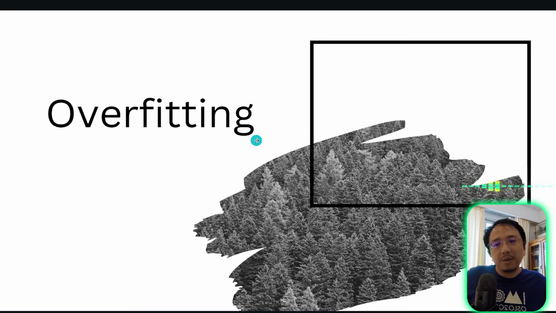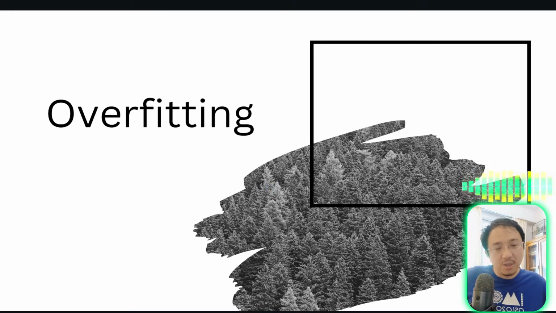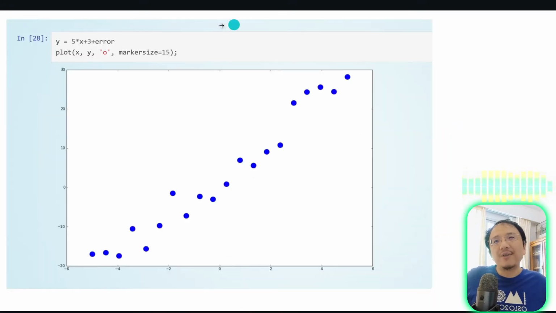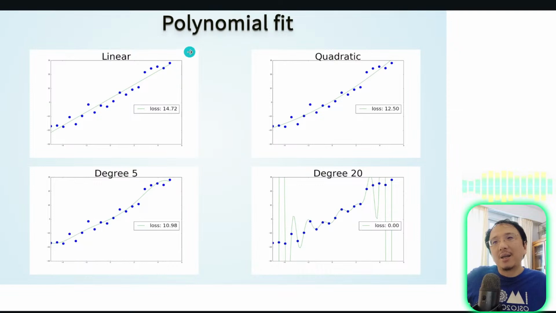Another concept that occurs often in the machine learning area is the concept of overfitting. So what is overfitting? We are using this simple example to explain the result. Our ground truth is 5 times x plus 3 plus some error. The error is some Gaussian noise. So this is our data. We are trying to fit it with various different models. If we are fitting it with a linear model, it will look like this one.